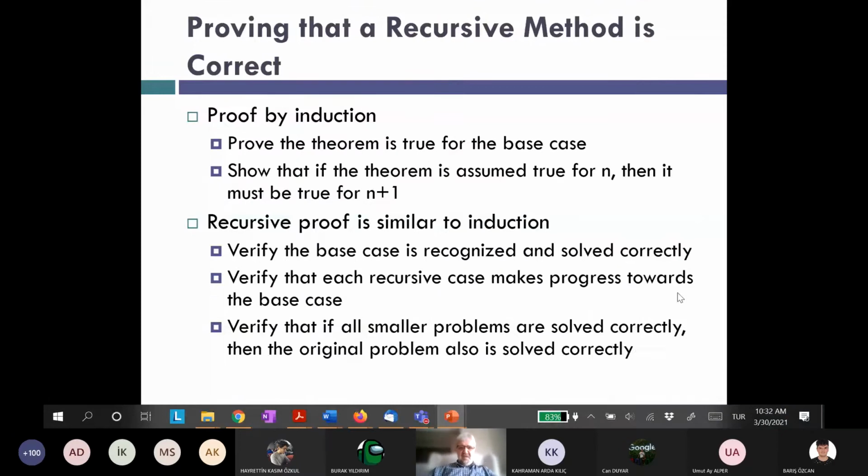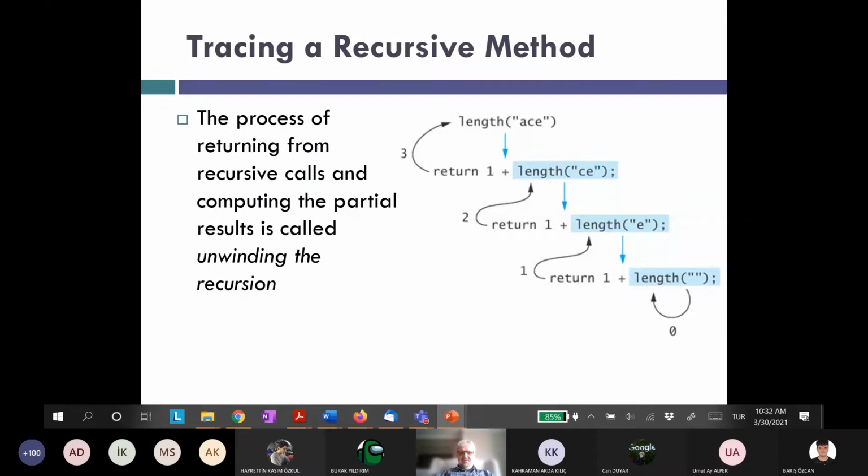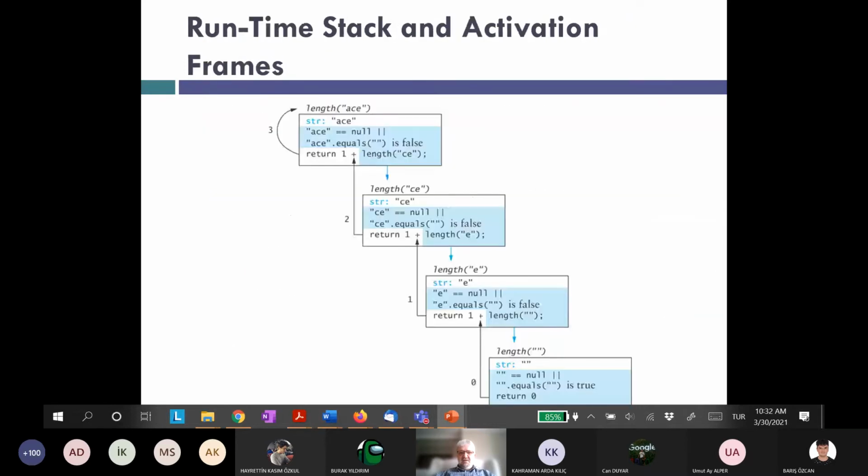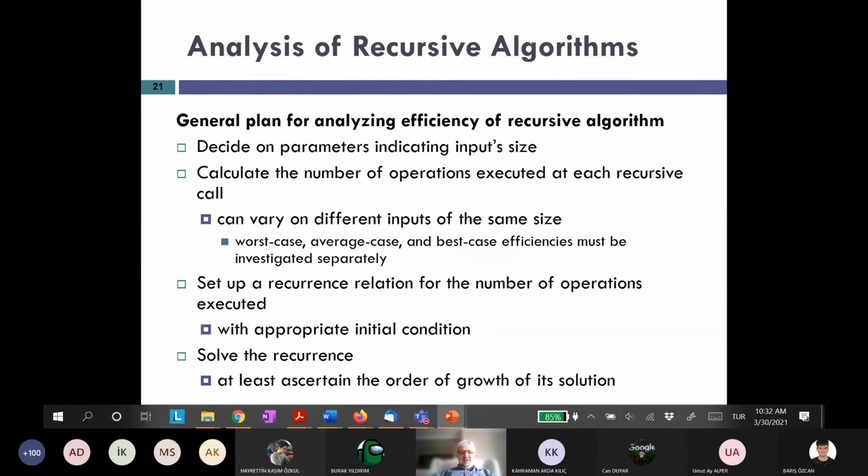Okay. We have seen how to prove that the recursive method is correct without going through the trace of the algorithm. That is not easy. Now we will talk about the analysis of recursive algorithms. This is the general plan for analyzing efficiency of recursive algorithms.